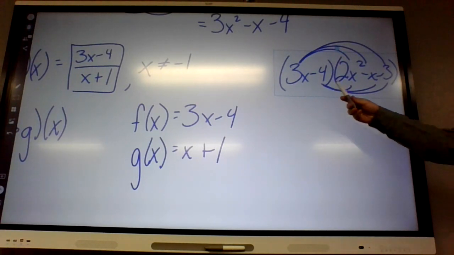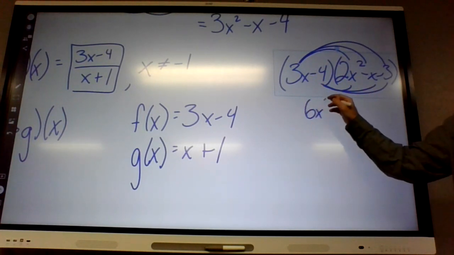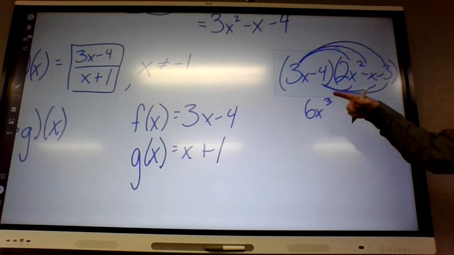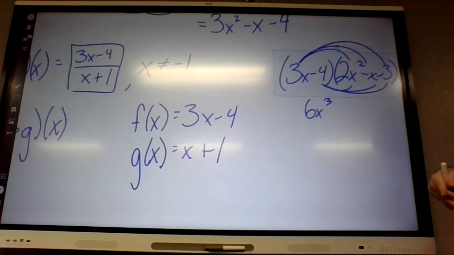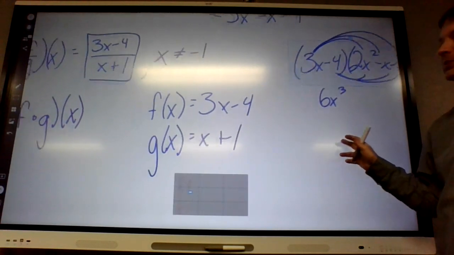So for example, the first term, 3x times 2x squared is 6x cubed. There's a lot. Should be 6 terms altogether. And then some of them should be like terms. And okay, now back to this.